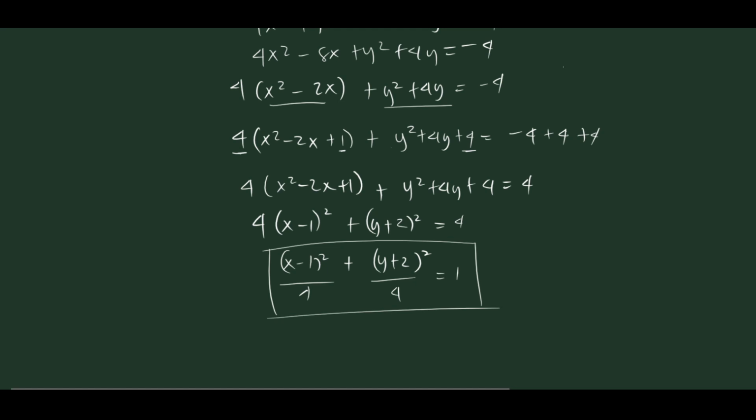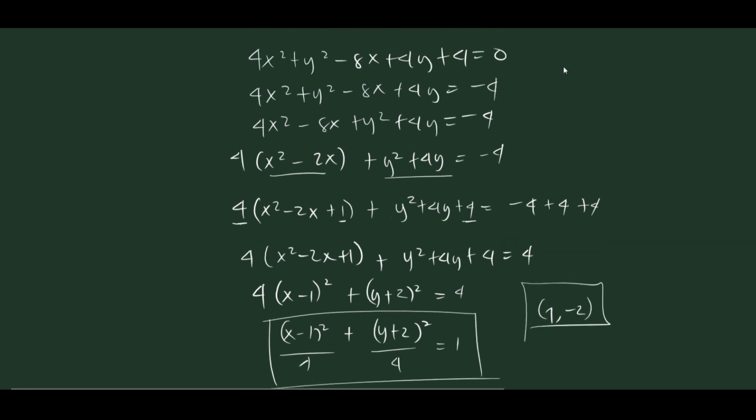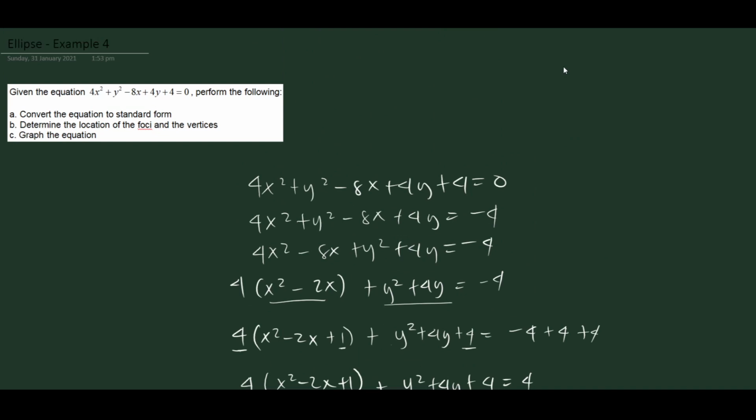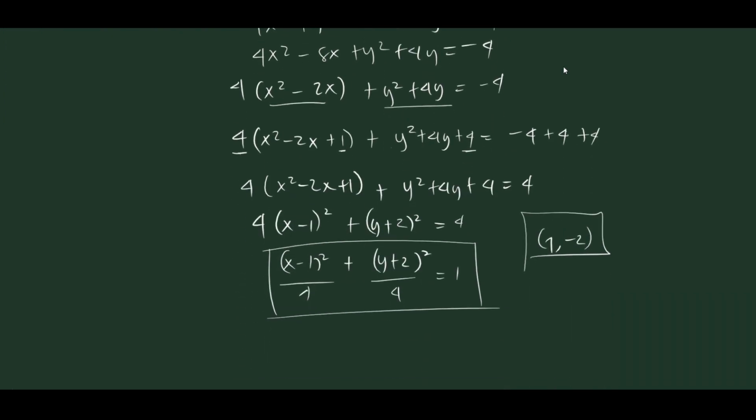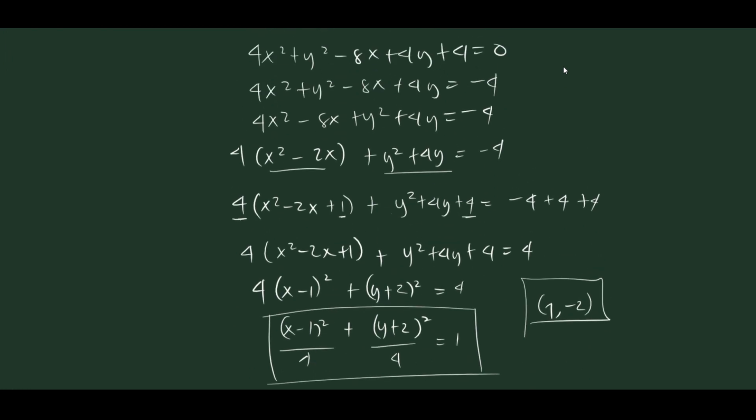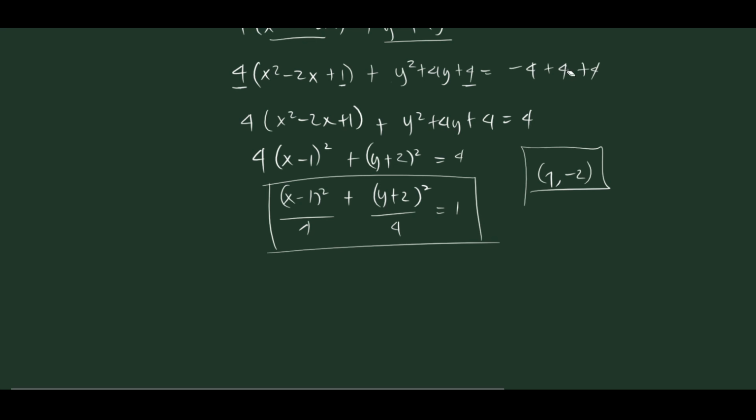As you can see here, the center of our ellipse is not at the origin. It is at 1, negative 2, right? That is the center of our ellipse. So we need to determine the location of foci and the vertices. In order to find the foci and the vertices, we need to find c and a first. From our equation, a squared is equal to 4, right? So a is equal to 2.